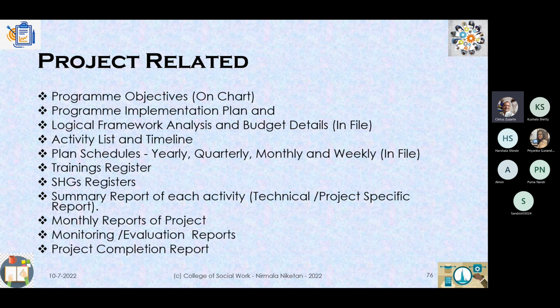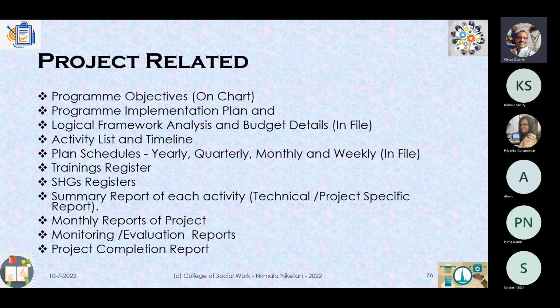So some of the projects you can look at: is there a project objectives on a chart? Are there program implementation plans? Is there a logical frame in the file? Sometimes it is not even in the file. And there are some things happening in the field which are not at all connected to the project. You will realize these discrepancies when you go onto the field.